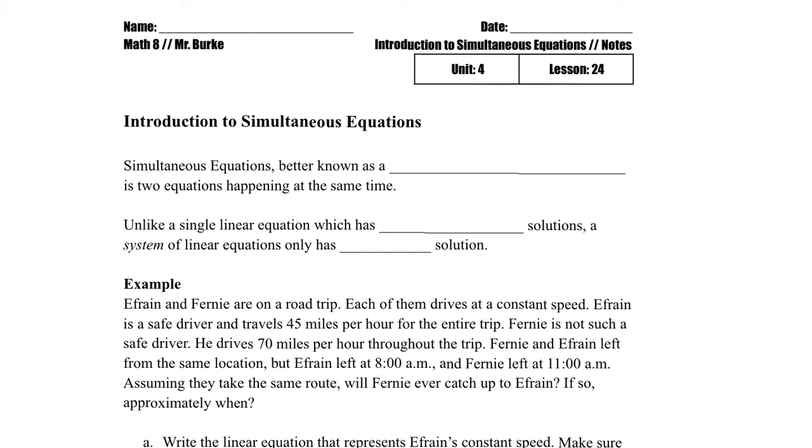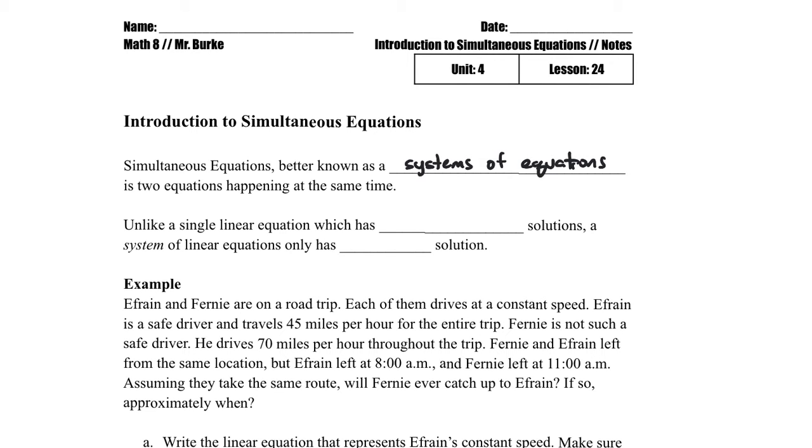All right, so this is lesson 24. In this final third of this unit number 4, we're going to be talking about simultaneous equations. Simultaneous equations are actually better known as systems of equations. We do call them simultaneous equations, but most of the time we call them systems of equations.